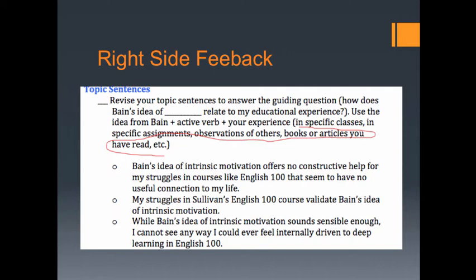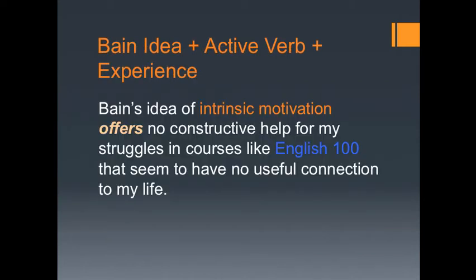If you look on the right side of the rubric, you see this more detailed set of information about topic sentences in the paper and how to construct them. In fact, there are 3 samples here that I want to talk about in more detail. Let's look at them. The first one follows the formula straight up. It's Bain's idea, an active verb, and an experience. So you can see that I've color-coded this sentence so we can see those elements.